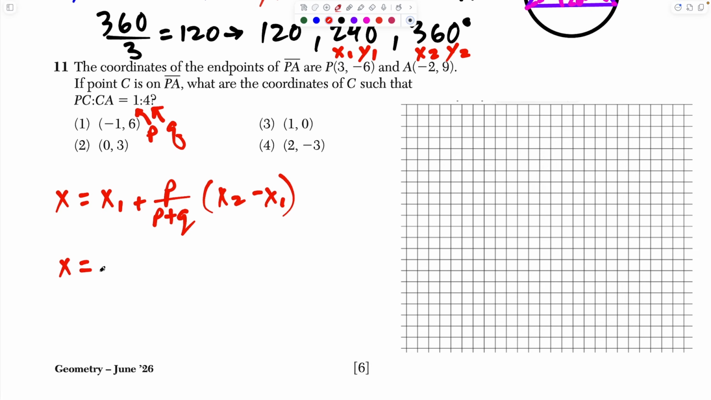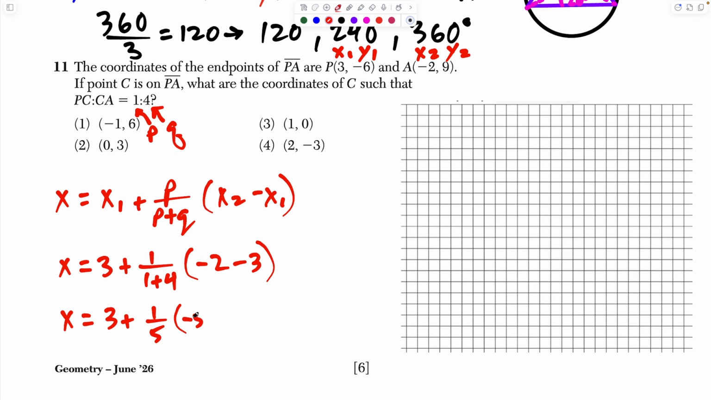So we'd have X equals, and then we have X1 is 3, plus P over P plus Q, which is 1 over 1 plus 4, because I'm doing P plus Q. And then X2 minus X1, I'm doing -2 minus 3. So now I work this out. I have X equals 3 plus 1 over 5 times -2 minus 3 is -5. And now -5 over 5 simplifies to -1. So this would make X equals 3 minus 1. So X equals 2. And for this one, notice the only answer choice that has an X value of 2 is choice 4.